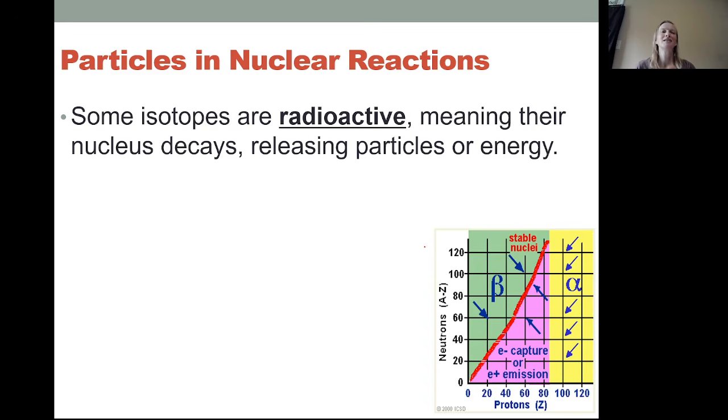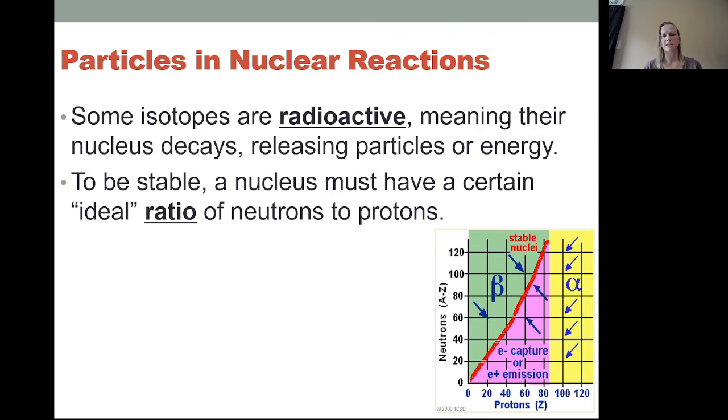Hi folks. Today we're going to learn about particles and nuclear reactions. But first we need to talk about what a nuclear reaction is. A nuclear reaction is some sort of change in the nucleus of an atom. But why would that change occur? Different isotopes have different stabilities, and some isotopes are radioactive. That just means that their nucleus decays and releases particles or energy as it decays.